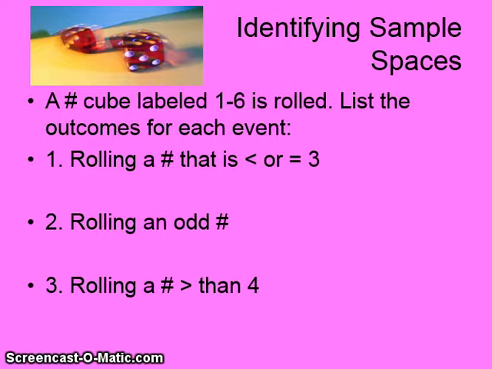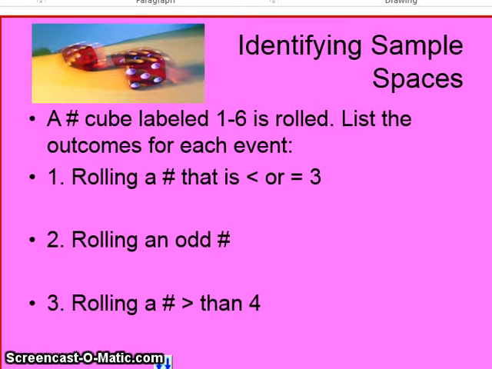Here we're going to identify some sample spaces. A number cube labeled 1 through 6 is rolled, and we want to list the favorable outcomes for each event. So number 1, rolling a number that is less than or equal to 3. All our possible outcomes that are less than or equal to 3 is obviously 3, and then all the numbers that are less than 3, so 2 and also 1. Those are all the numbers on a number cube that are less than or equal to 3.